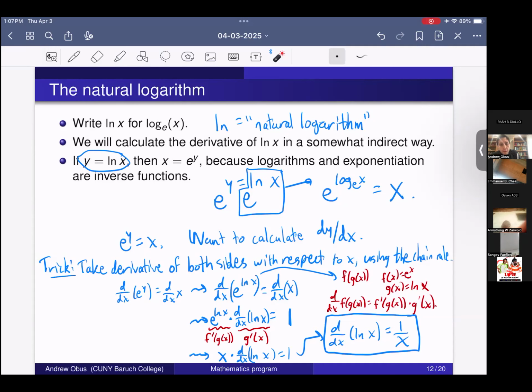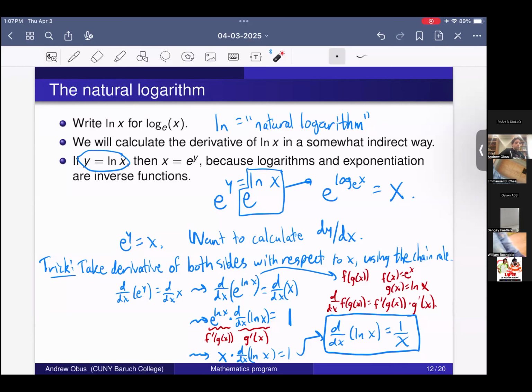Yes, Enoch? Yeah, are you getting me? Yep. What if you have a function like a constant raised to some power of a function, for example, y equals a raised to the power x? Well, we'll have that in two slides. We'll do that next. Okay.